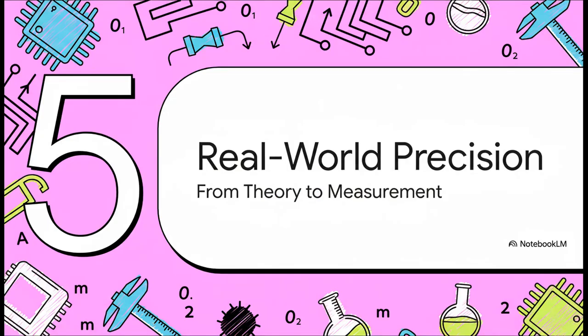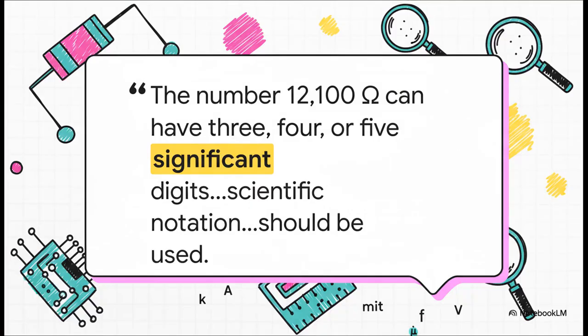All right, deep breath. So far, we've been living in the clean, perfect world of theory. But now we have to step out of the textbook and into the messy reality of the lab. Because the numbers you get from an actual measurement, well, they're a whole different animal. This quote really gets to the heart of a huge issue. When you measure a resistor and your multimeter reads 12,100 ohms, what does that number actually mean? How precise is it? Is it exactly 12,100? Or is it just somewhere around there? That kind of ambiguity is a big problem, which is why we have to talk about precision.